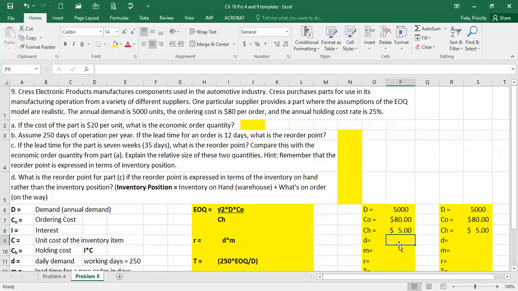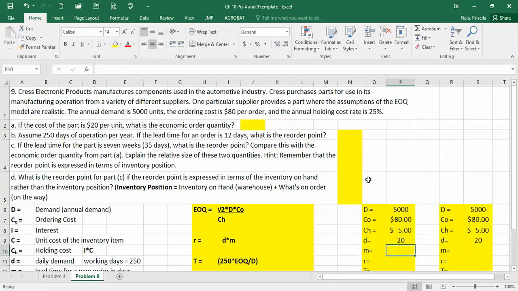Here, the daily demand, or your small d, is going to be the total amount of units divided by your working days, 250, correct? So right here, for both actually, it's going to be 5,000 divided by 250. You're going to have 20. Same thing here, so just copy, Control C, Control V.